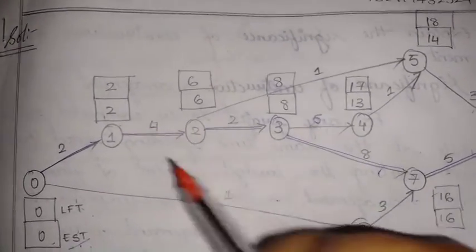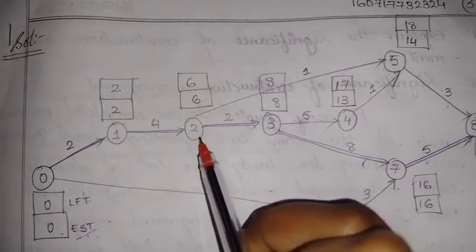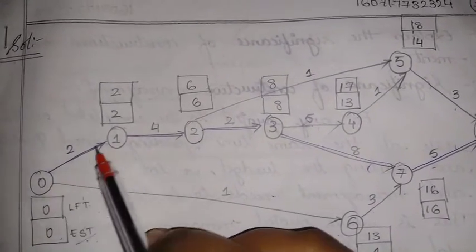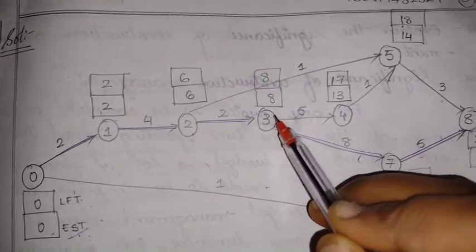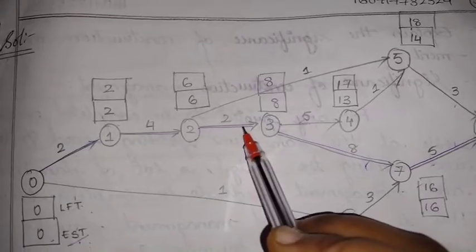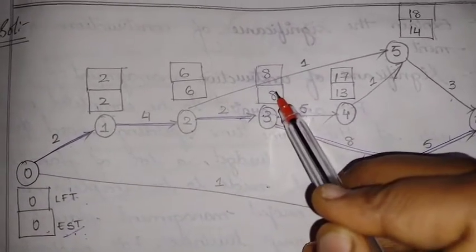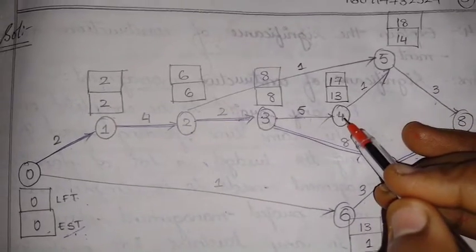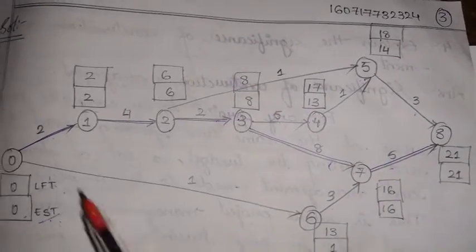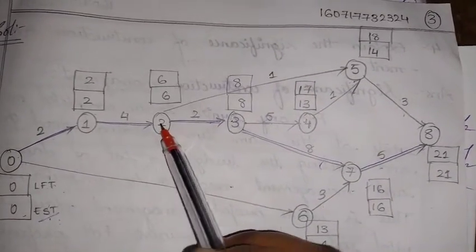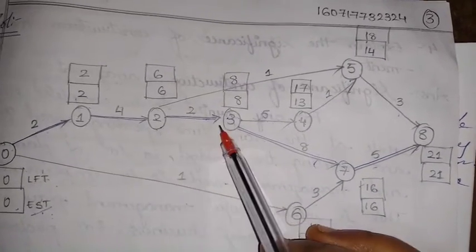To get to 1, we have only one path, that is 0 plus 2, 2. To get to 2, we have only one path, that is 2 plus 4, 6. And to get to 3, we have 2 plus 4 plus 2. Then we get to 3, right? So it is 8. But to get to 5, we have 2 different paths, that is 2 plus 4 plus 1, or 2 plus 4 plus 2.